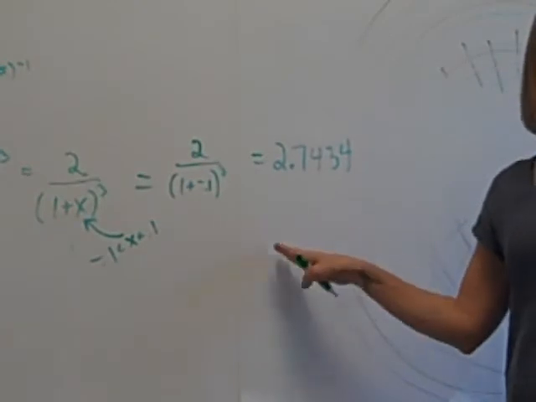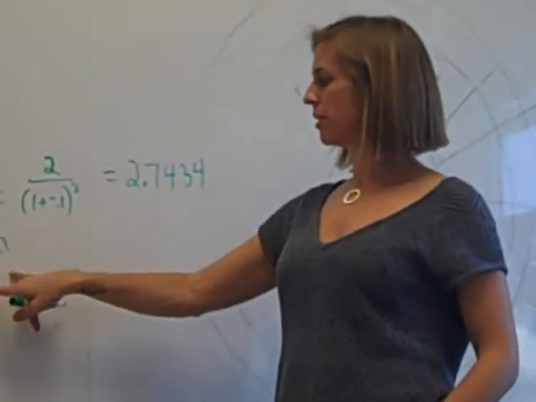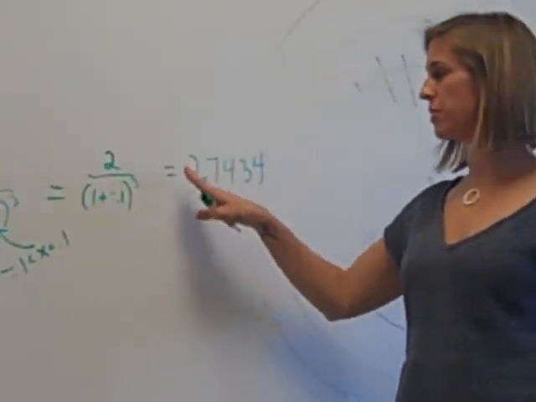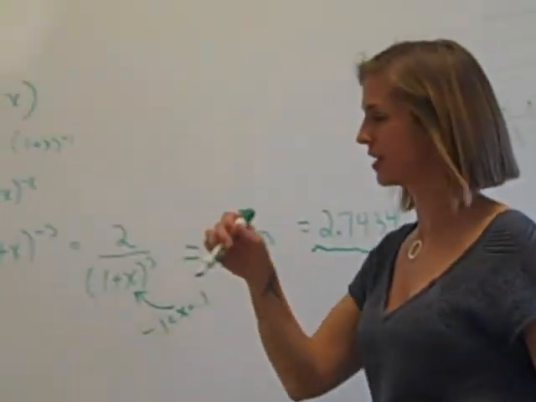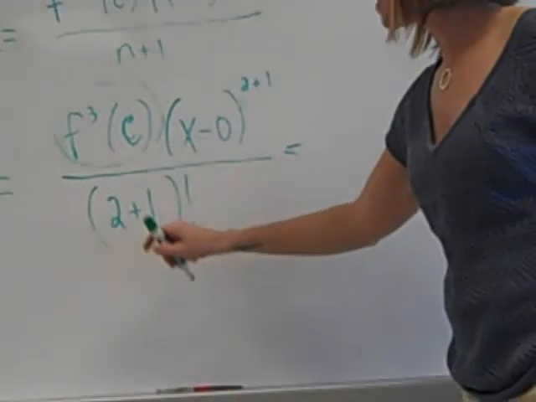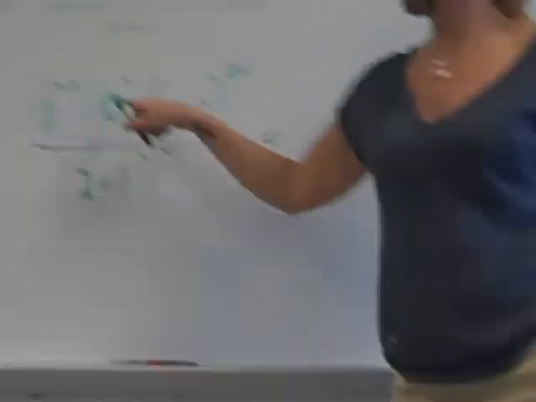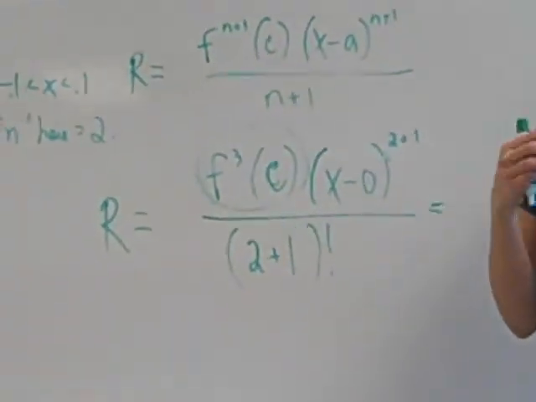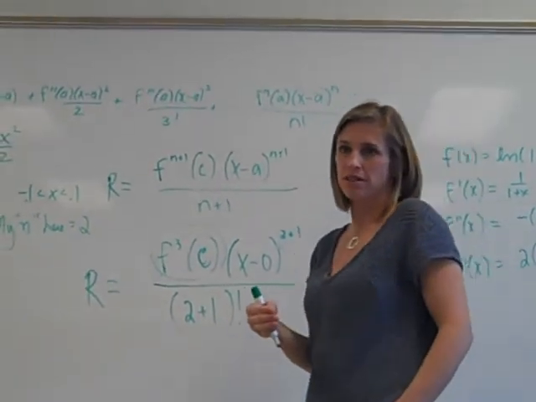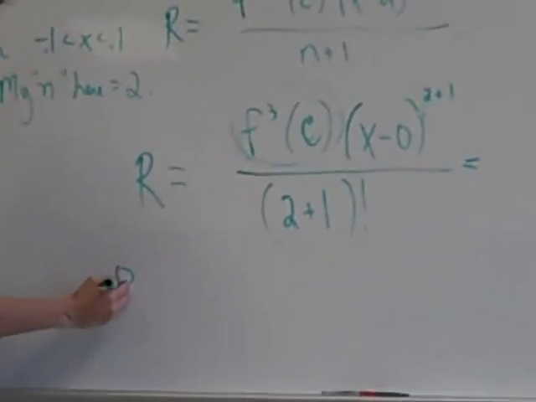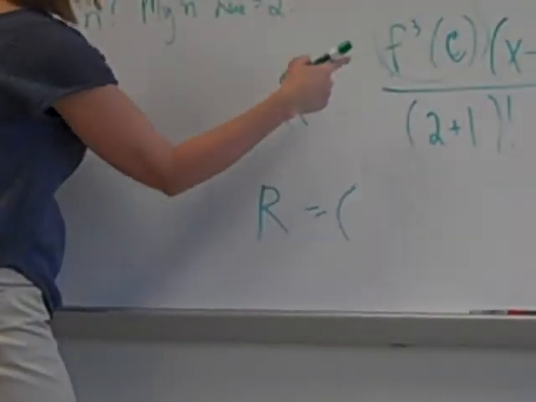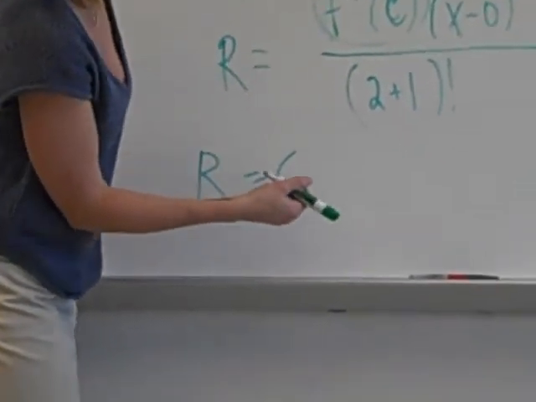Okay, so again, to figure out what x, use a calculator, plug in 0.1, plug in negative 0.1, and whichever one gives you the bigger number, use that. So this is what I'm going to use over here as the whole thing, the third derivative at c. That is the third derivative evaluated at the x that I plugged in. So the remainder is, this is our number we just found, 2.7434.